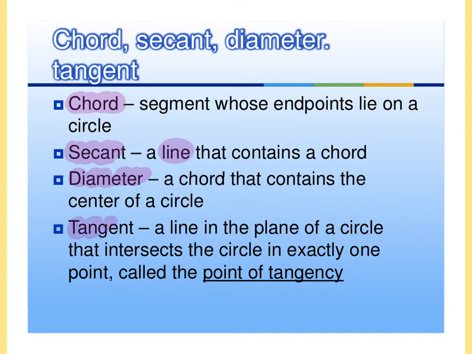And a tangent, again, a line. It's a line in the plane of the circle that intersects the circle in exactly one point. So this only intersects the circle at one point, and that point is called the point of tangency.